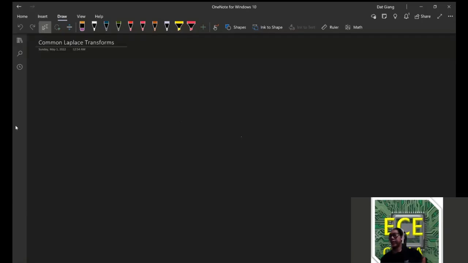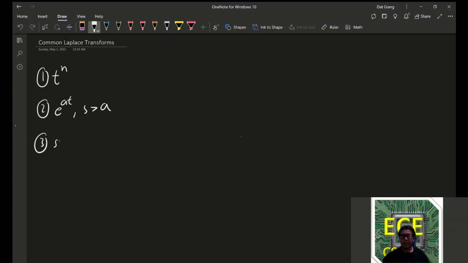Okay, so now we're going to be discussing common Laplace transforms. Now, as previously discussed, there are four most common ones. We have polynomials, we have exponentials, provided that s is greater than a, we have sine, and cosine.